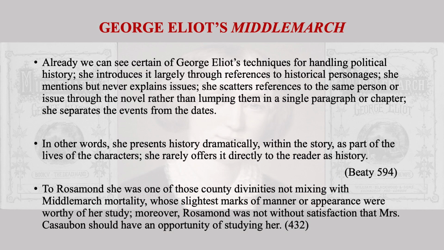Now, when we look at the interaction between Rosamund Vincy and Dorothea Brooke, married to, of course, Casaubon, how does Rosamund perceive Dorothea Brooke? She always looks at Dorothea as somebody who's way above her social station. And so George Eliot, of course, mocks Rosamund when she says that to Rosamund she was one of those country divinities, not mixing with Middlemarch mortality, whose slightest marks of manner or appearance were worthy of her study. Moreover, Rosamund was not without satisfaction that Mrs. Casaubon should have an opportunity of studying her. So Rosamund, of course, has always tried to keep herself absolutely up with the times, but it is the way she looks at Mrs. Casaubon that's very interesting here.